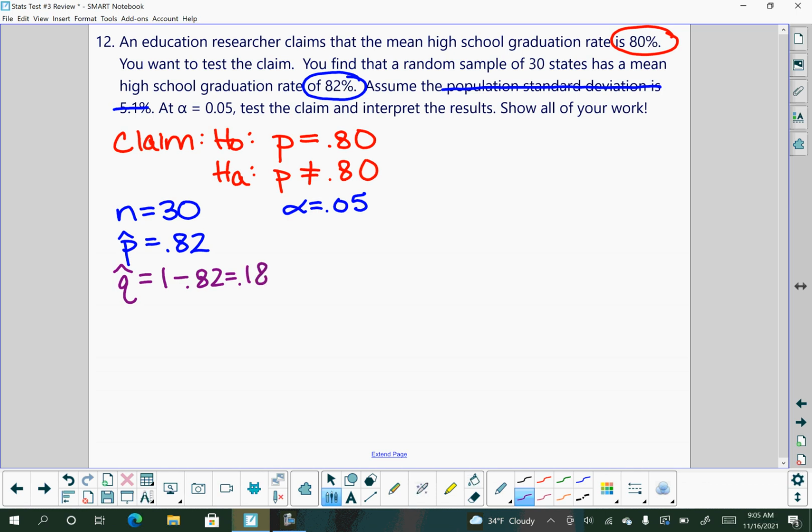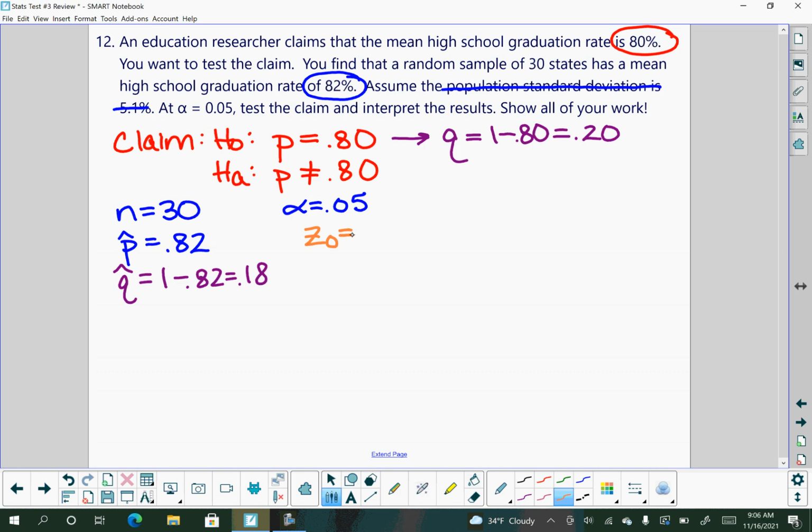which is 0.18. If we have P, we can also find Q, 1 minus P, which is 0.20. All right, and let's see. So next thing we need is our critical values. When we do a proportion, our critical values are going to come from our Z chart. So we're going to be looking for a Z sub 0. All right, and if you want to grab your chart, follow along with me here.